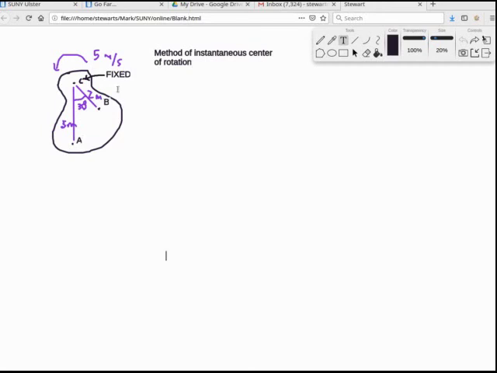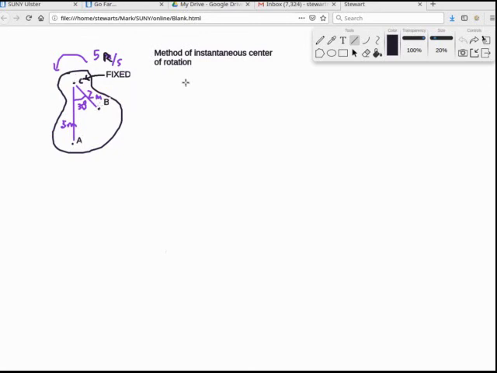Okay, suppose I have some object, some blob rotating around point C. So point C is fixed in this reference frame. And it's rotating at 5 radians per second. And let's see, can we find the velocity of point B fixed around point C?